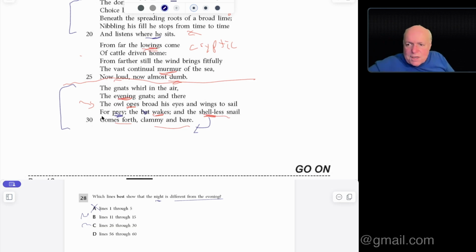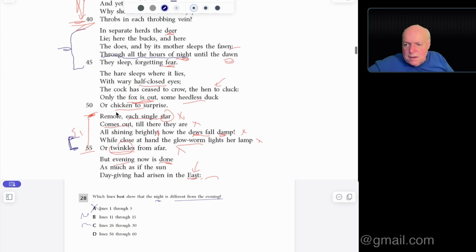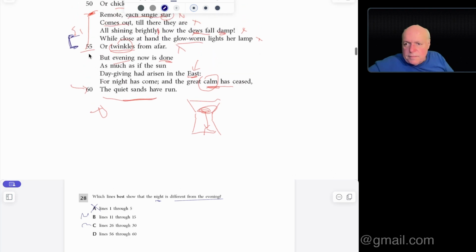And then we have 56 through 60, which is the end. Evening now is done. And we're talking about the sun rising and stuff like that. Night has come and gone, right? The great comma ceased. It's the next day. Which best describes that night is different from the day? So we're going to lean on D. A is definitely not the answer.